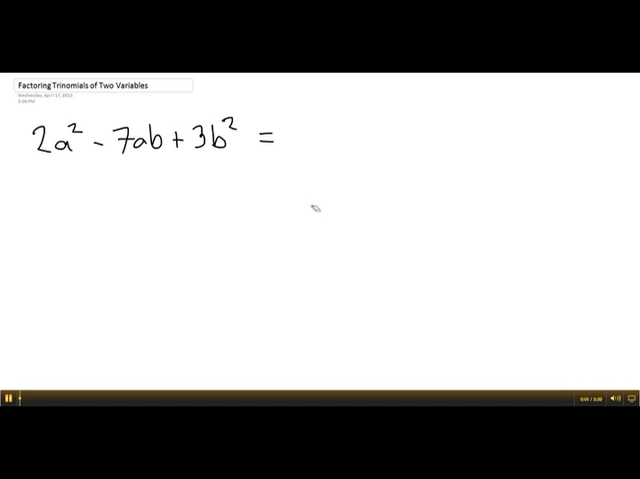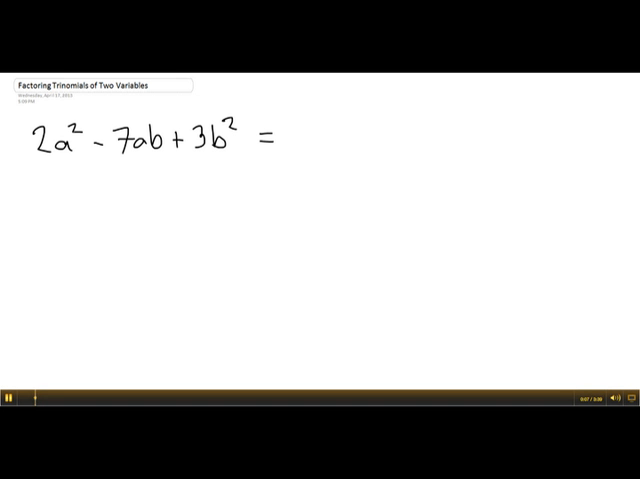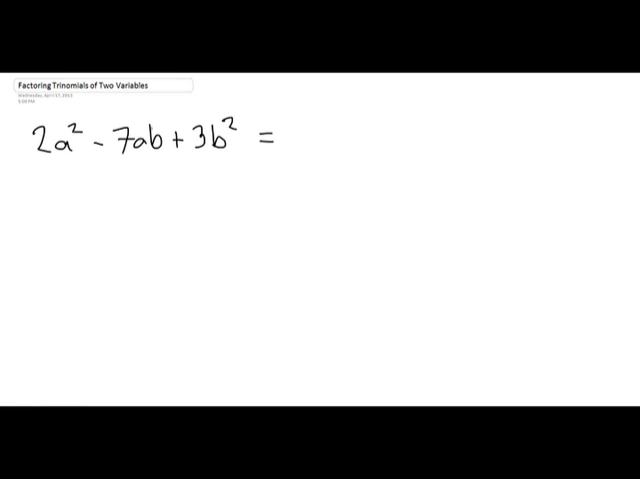Hi students, and we're going to be continuing our video series on factoring special cases. We're going to take a look at factoring trinomials of two distinct variables. So here I've got 2a squared minus 7ab plus 3b squared.